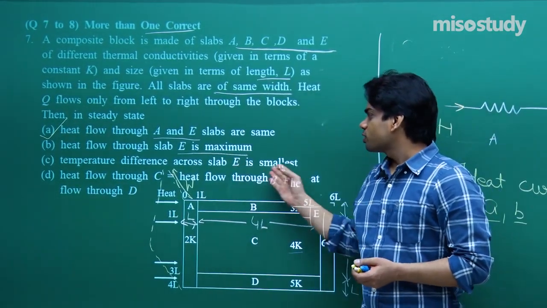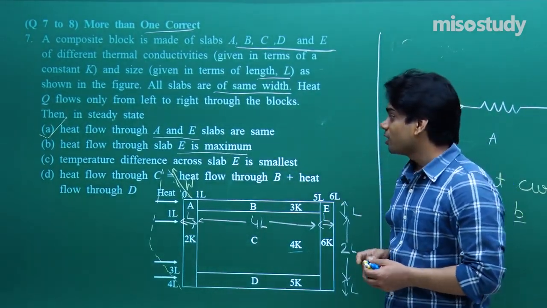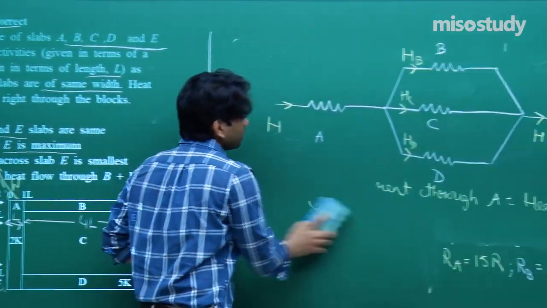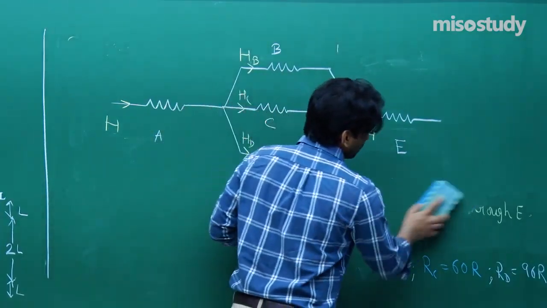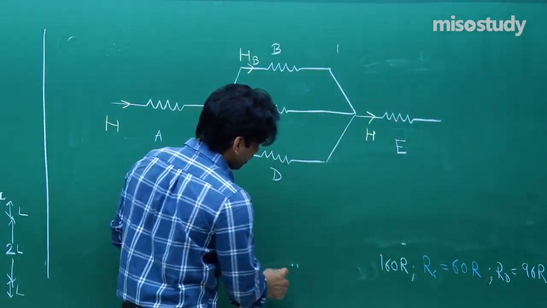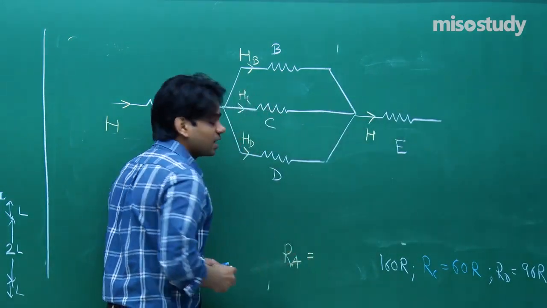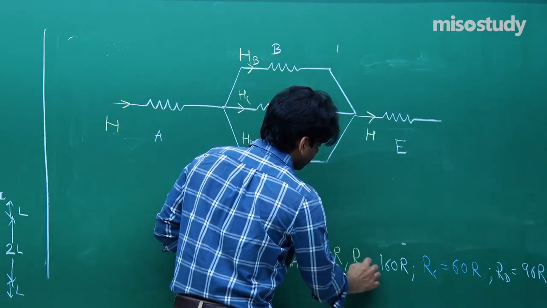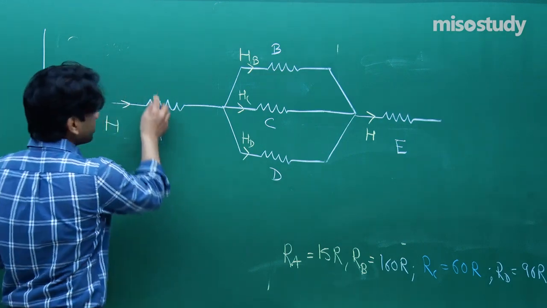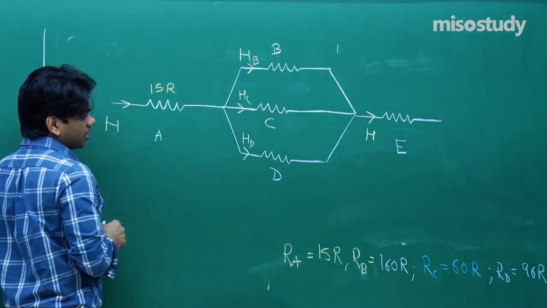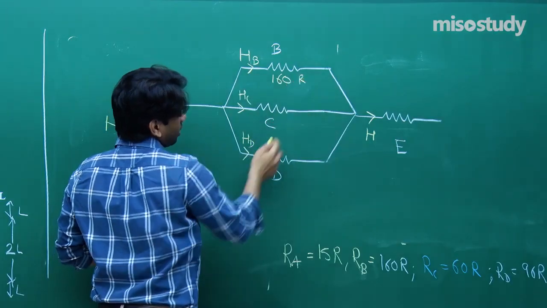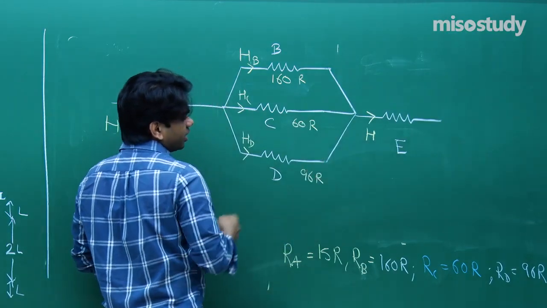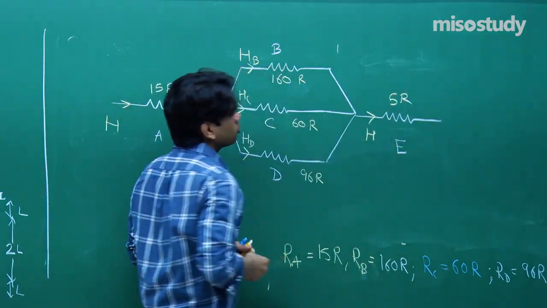Next, temperature difference across slab E is smallest. We need to comment on whether temperature difference across slab E is smallest or not. For that, let me rub this part. Oh, I just rubbed this part also. RA, if you remember, was 120 by 8, around 15R, and RB was 160R. So RA is 15R, RB is 160R, RC is 60R, RD is 96R, RE is 5R. This is what we have obtained.